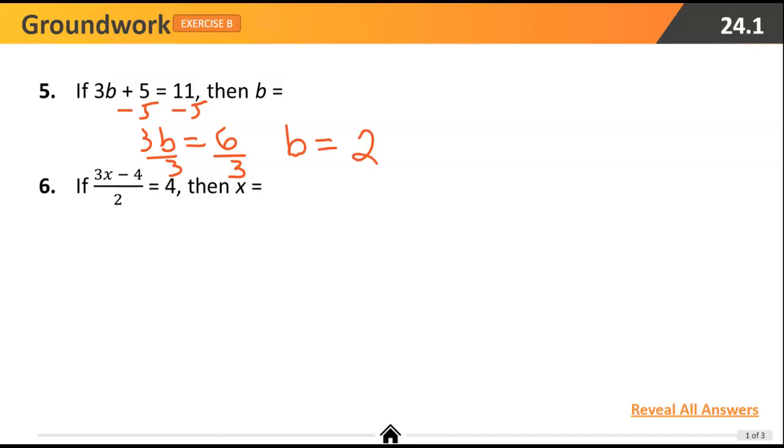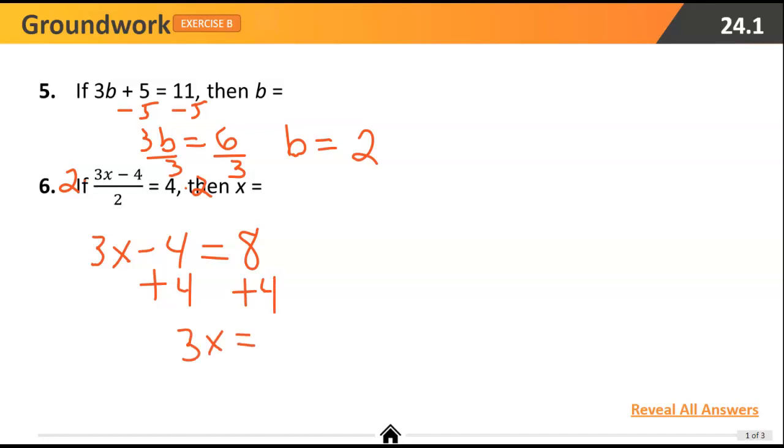On the second problem, we've got 3x minus 4 divided by 2 equals 4. The first step is going to be to multiply by 2. That gives us 3x minus 4 is equal to 8. And then it's a two-step equation. Plus 4, 3x equals 12. Divide by 3, and x equals 4.